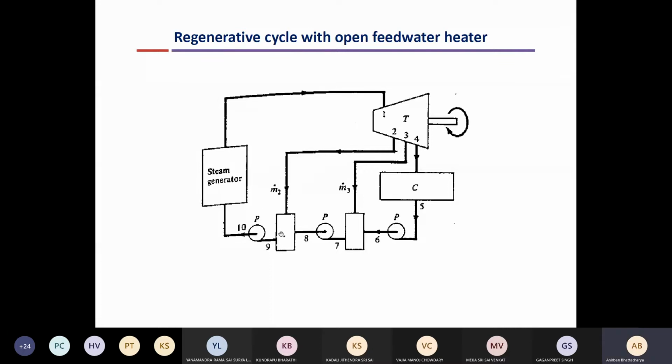Because of the heat transfer from the steam to the water, the temperature at which the water enters the steam generator is quite high. So the amount of heat addition is less in the steam generator. So efficiency increases. Okay. So this type of system is known as a regenerative cycle with open feed water heater. Why open? Because there is direct mixing between the water and the steam. Okay. Any questions on this?